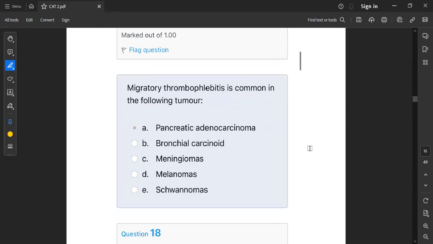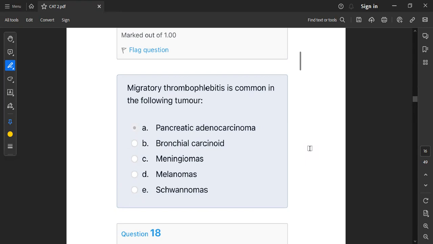Migratory thrombophlebitis is common in the following tumor. Which tumor is it common in? A, great, pancreatic adenocarcinoma. This syndrome has a specific name. Which name is it? This is what we call the Trousseau syndrome, that is, T-R-O-U-S-S-E-A-U syndrome, which is characterized by migratory superficial thrombophlebitis, a phenomenon commonly seen in pancreatic adenocarcinoma.